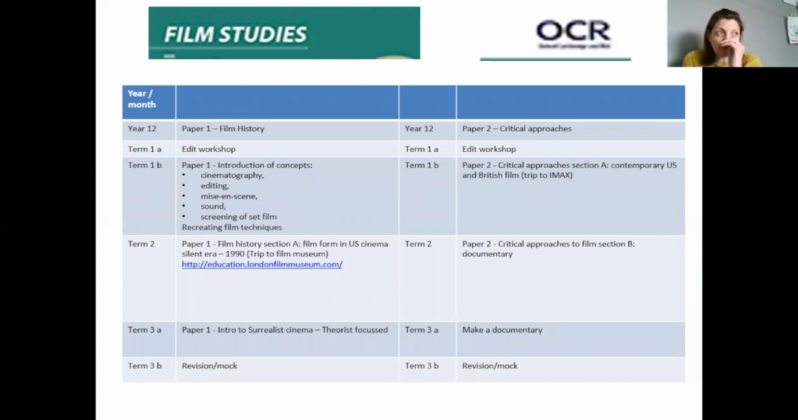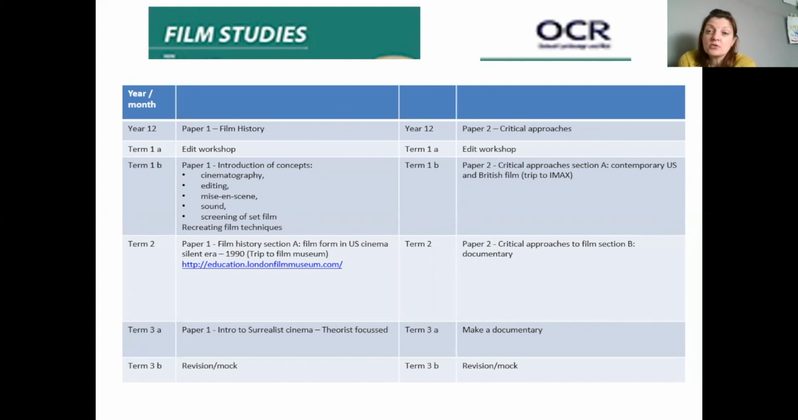So this is in a normal year, this is how we'd look at it. One teacher teaches paper 1, which is introducing the concepts and looking at that film history across 3 different papers. And within that, we usually do a trip to the film museum so that we can have a look at the equipment that's being used, the differences in special effects availability, stunts, all that sort of thing.